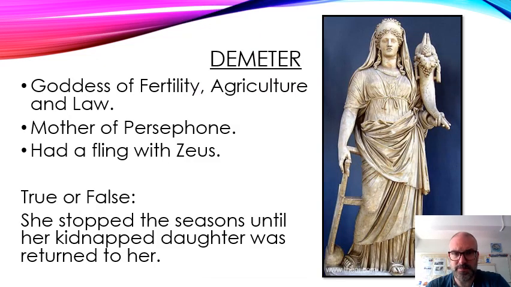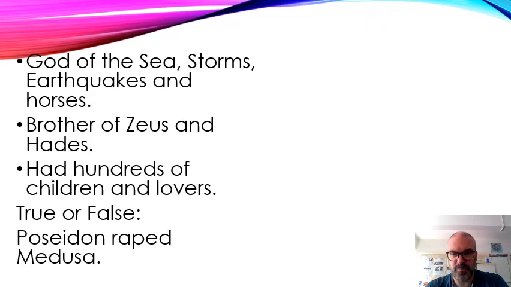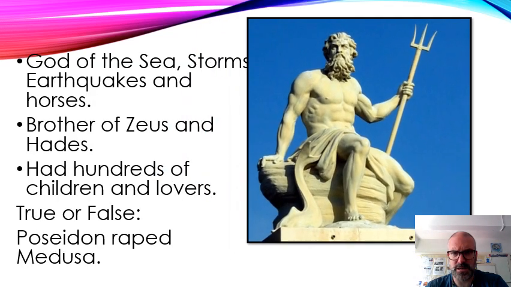So next one, Demeter, the goddess of fertility, agriculture and law. She's the mother of Persephone, and she had a fling with Zeus. But true or false, she stopped the season till... It's lucky you know the answer to this one, because I just can't say it anymore. So you know that this is true, I hope. Ooh, what's happened here? Ah, yes, there we go.